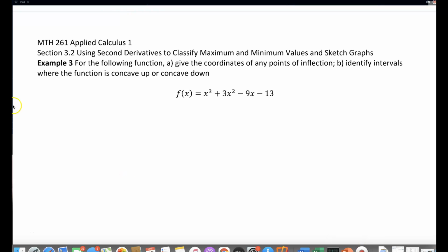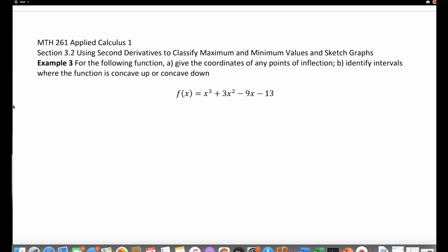Here's example 3. For the following function, a, give the coordinate of any point of inflection. Point of inflection. How do we find it? We set the second derivative equal to 0. And then when you find the value, we have to check the concavity to the right of it and to the left of it. So I'll show you how to do this here.